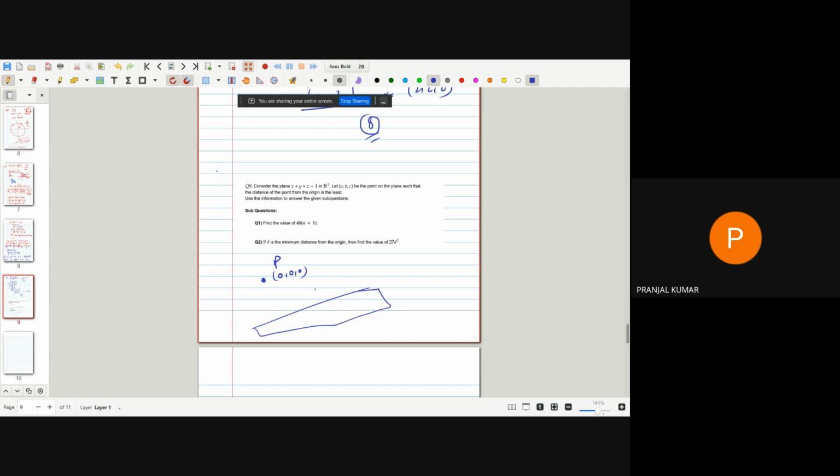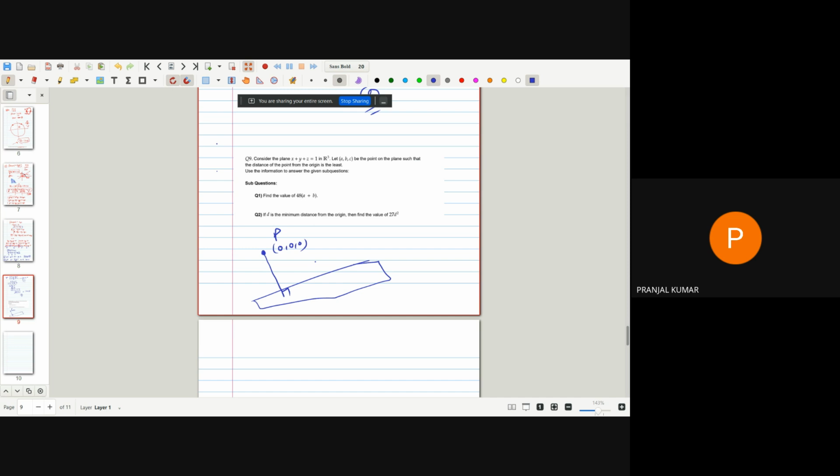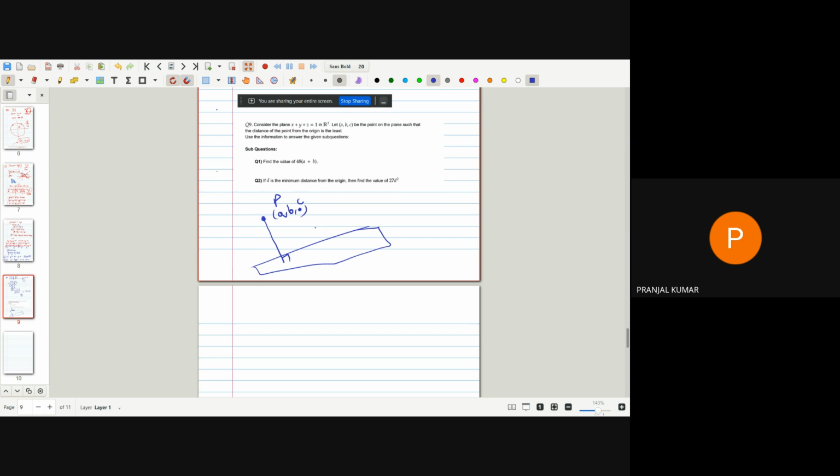Okay. So if you want to find the minimum distance of a point from the plane, instead of the origin, suppose it is A, B, and C. So the direct formula is, suppose you have the plane equation x plus y plus z minus 1 equals 0.